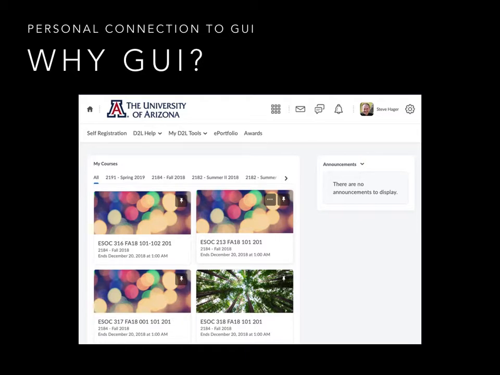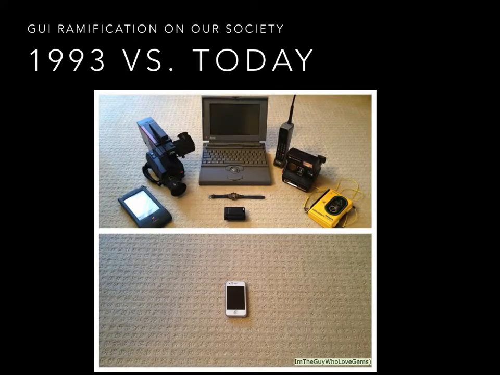And that is one larger ramification of GUI on society, is that they have made technology such as smartphones possible. And by doing so, GUIs have reduced the tech divide and have enabled everyday people to use computers and items such as the smartphone to be an extension of themselves and connect with one another.